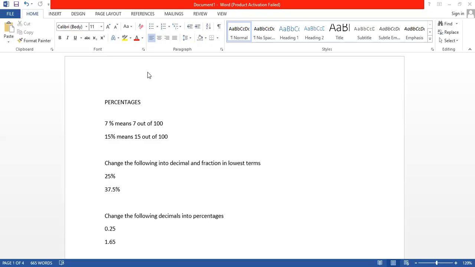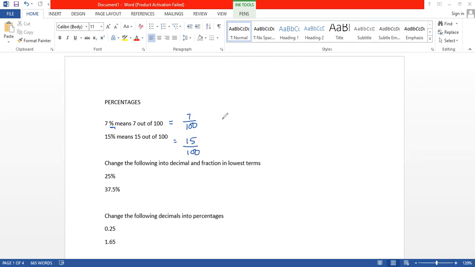So now basically we have the topic of percentages. The first thing you should understand is what do we mean by percentage? If you have a number in the form of 7%, this percent sign means 7 out of 100. So this actually means 7 out of 100. Similarly, 15%. The sign over here means 15 over 100.